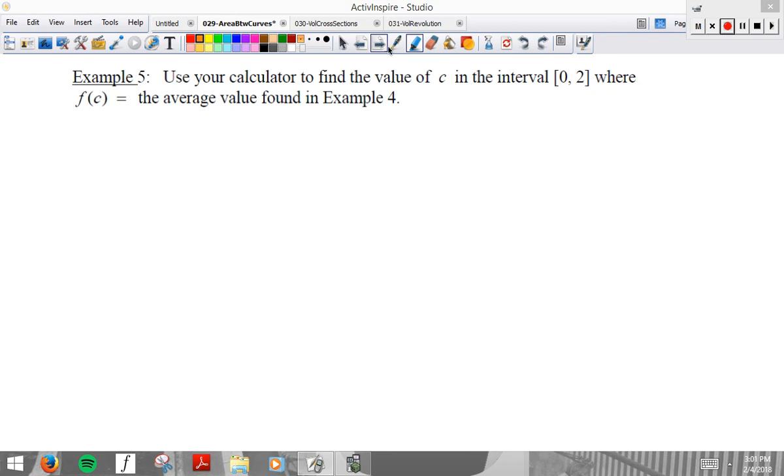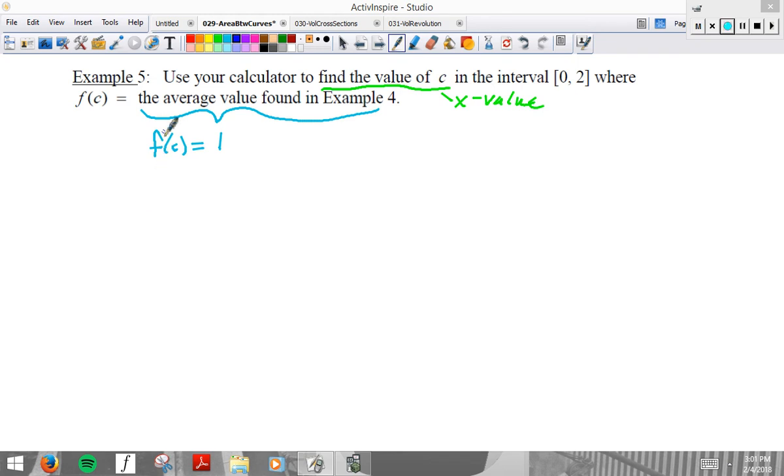Now, this next question has been confusing people, and frequently on tests, people are getting it wrong. It says, use a calculator to find the value of C. That's an x value in the interval where f of C equals the average value. Well, the average value found in example 4 is 1. So they want you to find C that makes this equation true. I'm not sure why, but people seem to lose their minds on this question.